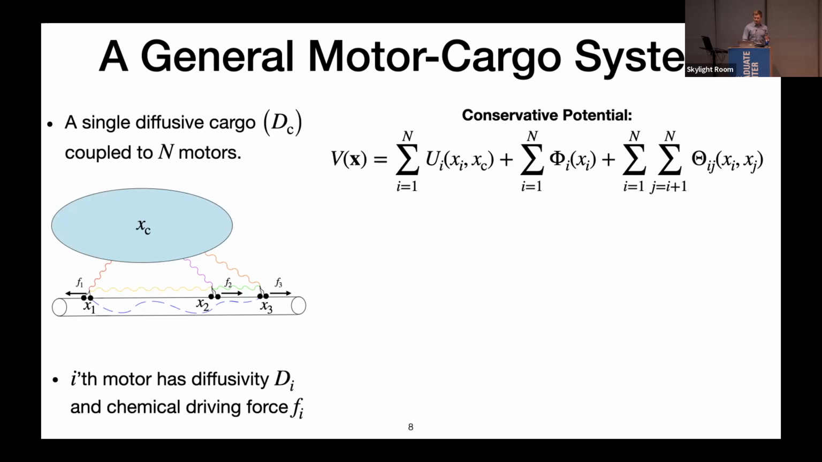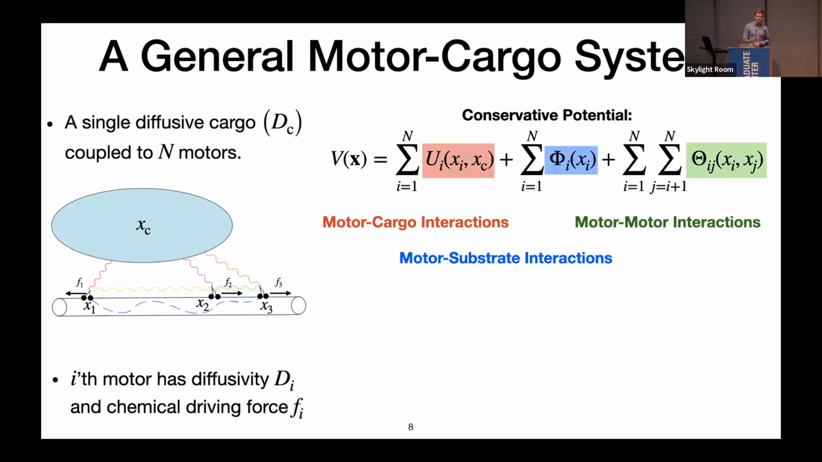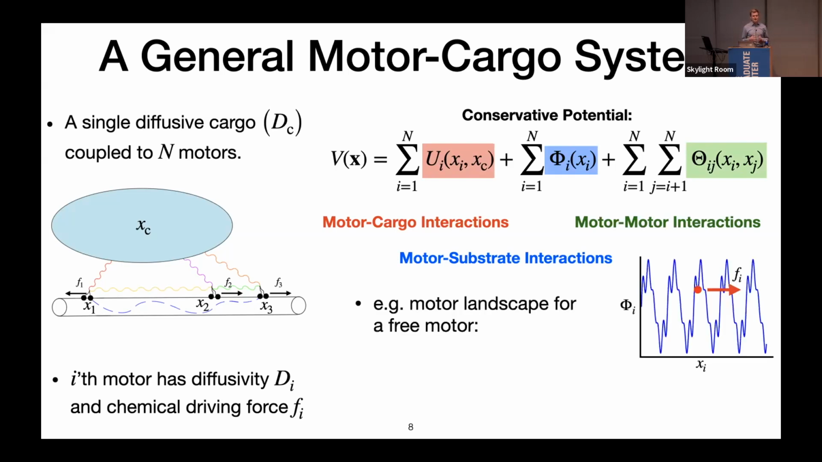And we make basically no assumptions about what this potential is. So it might include terms for interactions between the motors and cargo. It might include terms for interactions between pairs of motors, or it might include terms for interactions between the motor and the substrate, the thing the motor walks along. In the case of kinesin, microtubules. So you might generally, for a free motor not attached to a cargo, see an energy landscape like this that's periodic with some kind of metastable states, energy barriers. We're just assuming that this potential exists, none of the details.